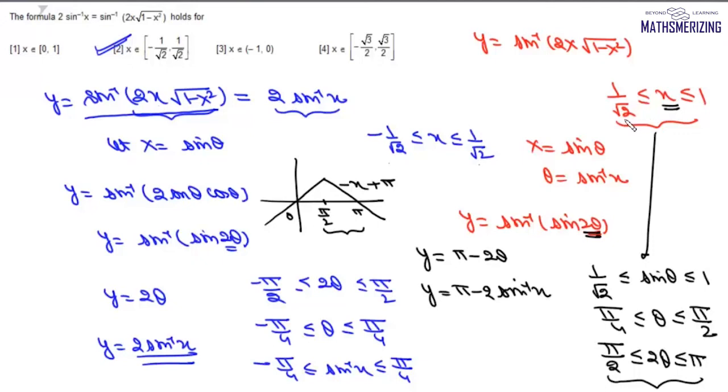So if we change the interval of x from 1 by root 2 to 1, then it is no longer 2 sine inverse x, but it is pi minus 2 sine inverse of x. And this is how we use self-adjusting property and graph of sine inverse of sine x to work out definitions and intervals.